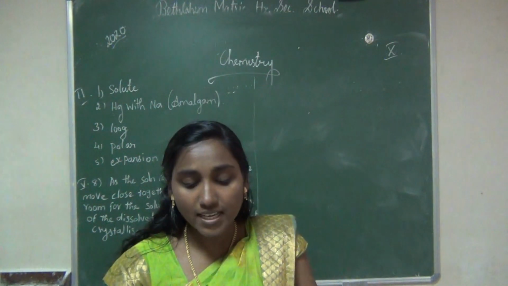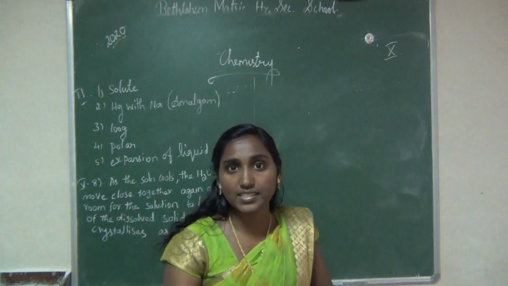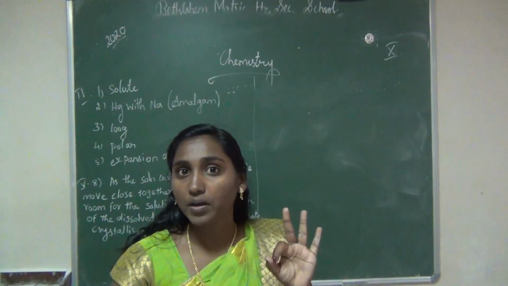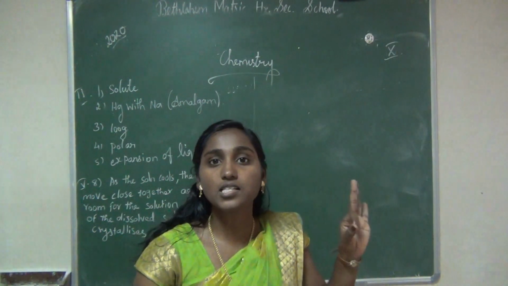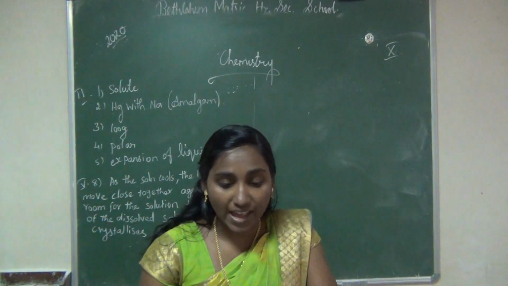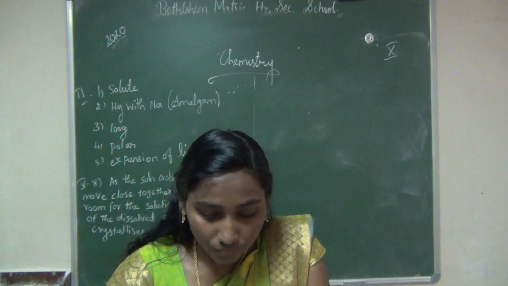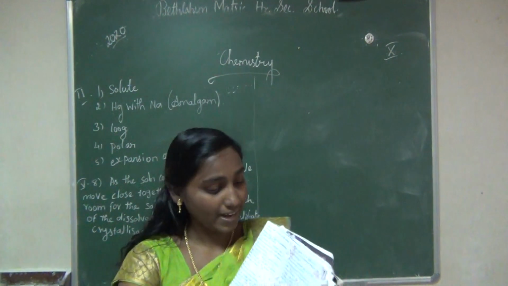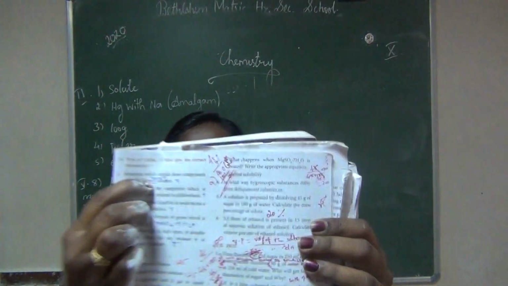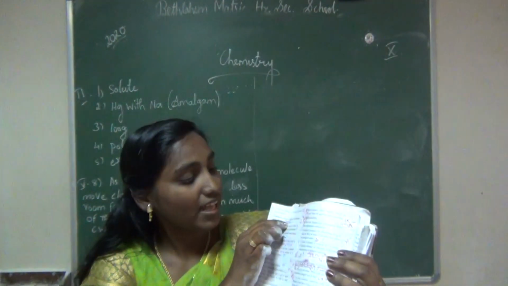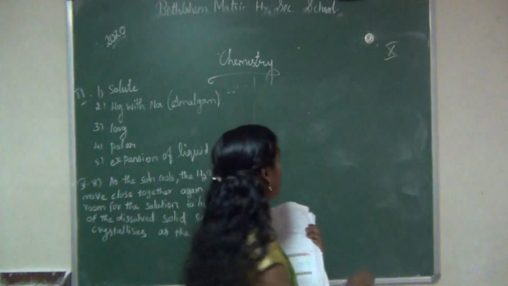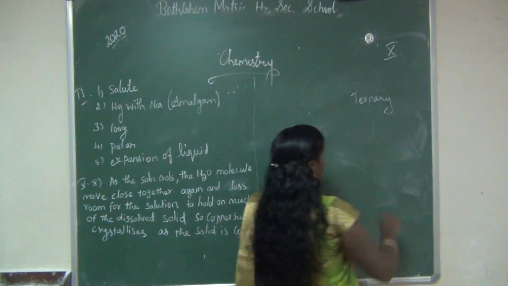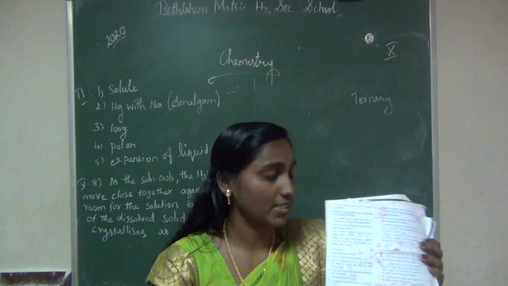Solutions which contain 3 components are called binary solution. Is it right? Solution which contains 3 components is called as what? Ternary solution. Okay. So here the answer is wrong, right? So answer false. That binary solution, please underline it, and near that you should write ternary solution. 3 components, right? So ternary solution. Answer false and you should change it, okay?